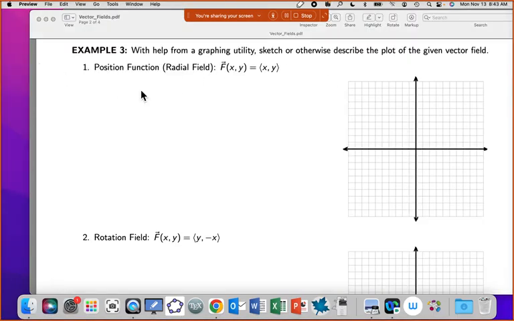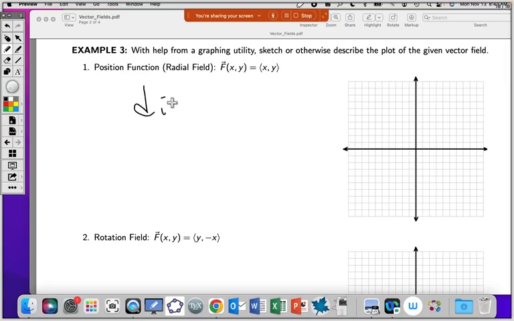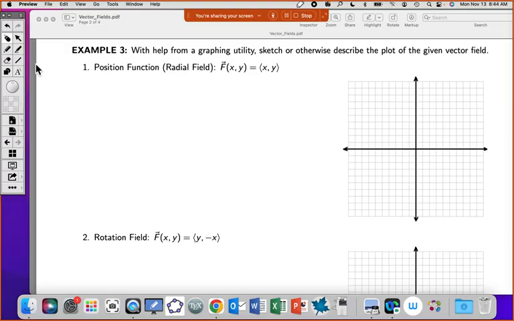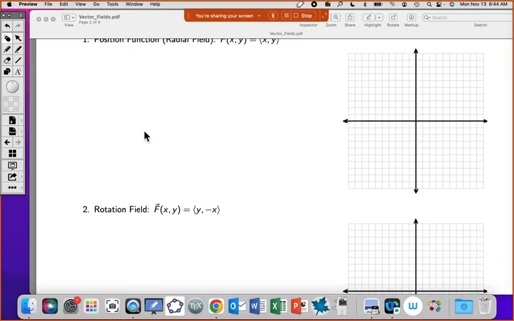This is divergence and curl. So this is the concept of divergence, spreading out, and then curl, which is the rotation. So these are two big ideas in this unit that we'll see again and again and again.